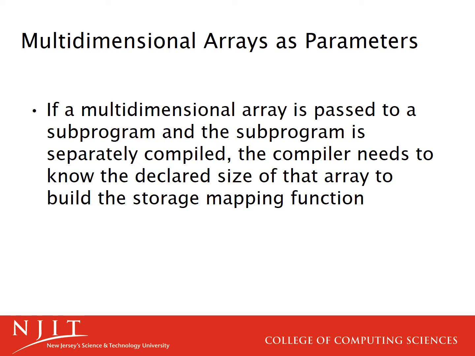There's another small complication having to do with arrays. If multidimensional arrays are passed to a subprogram, the compiler needs to know the declared size of the array to build that storage mapping function, right? So remember when we talked about arrays and the way the array type is actually implemented, for a two-dimensional array, you have to know how big each row is. So you index into a row, that means you have to know how big the row is, so you know how many integers to skip or floats to skip or whatever, right?